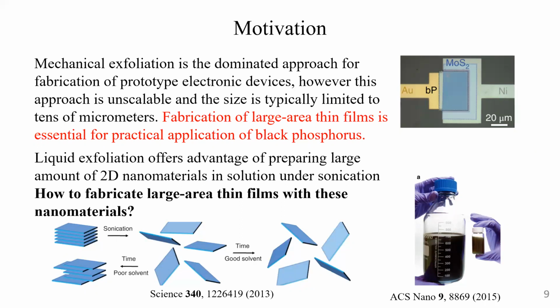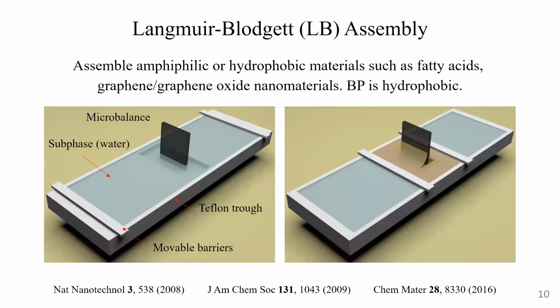Liquid exfoliation offers the advantage of preparing large amounts of 2D materials in solution under sonication. For example, they can prepare a few hundred milliliters of solution with nanomaterials. But simply using sonication, such as an ultrasonic bath or tip sonication, how do we fabricate large area thin films with these nanomaterials? That is the aim of this talk. That is the Langmuir-Blodgett assembly technique.